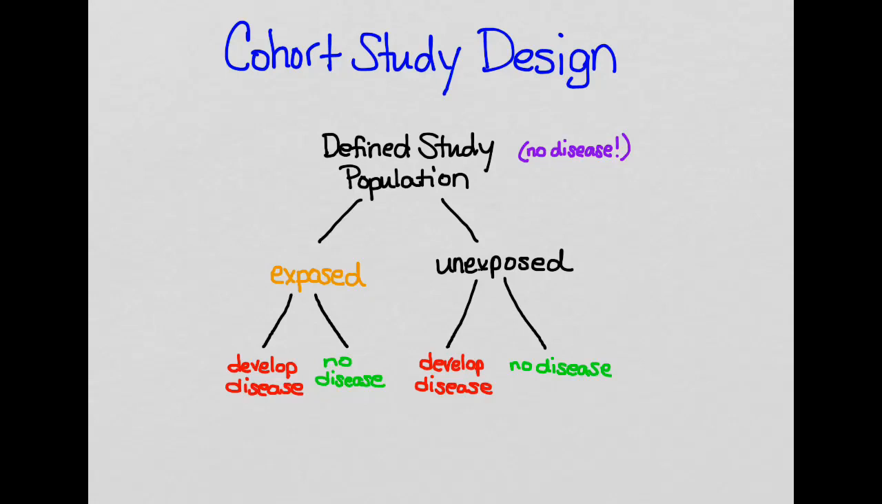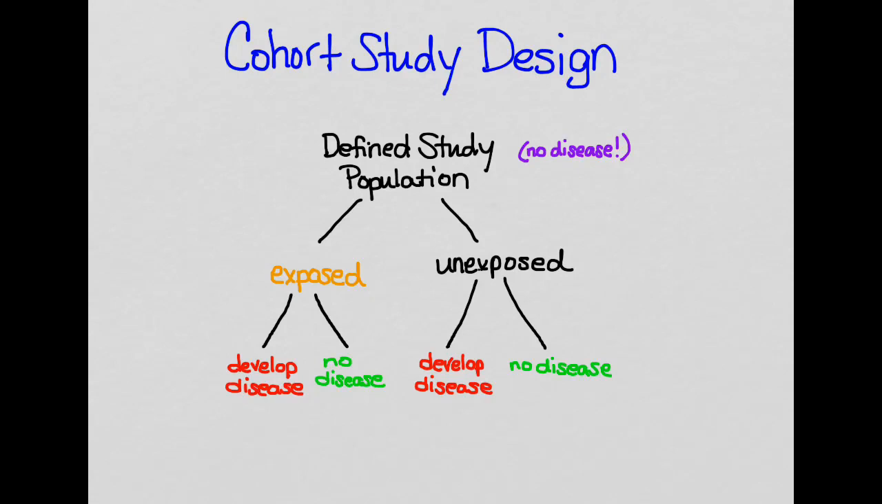Okay, so here's the design of a cohort study. So we have a defined study population that has no disease, and then we divide the population into those who have been exposed to the risk factor or protective factor we're interested in, and those who were not exposed. And then we follow them over time, and then we note whether they develop the disease or not.